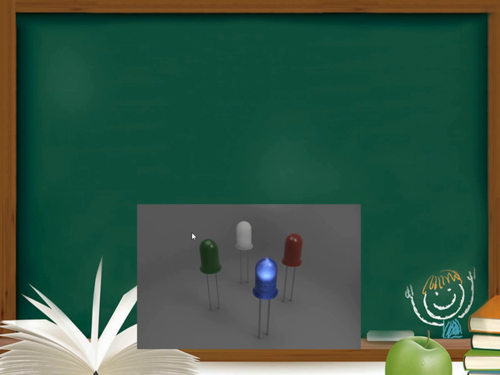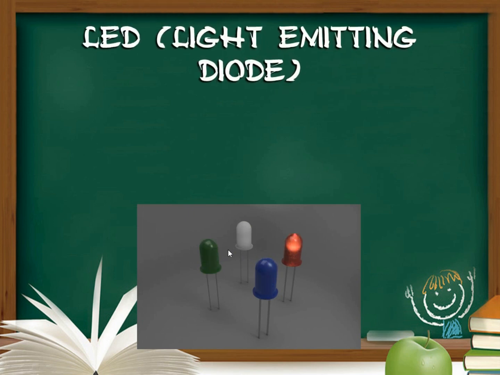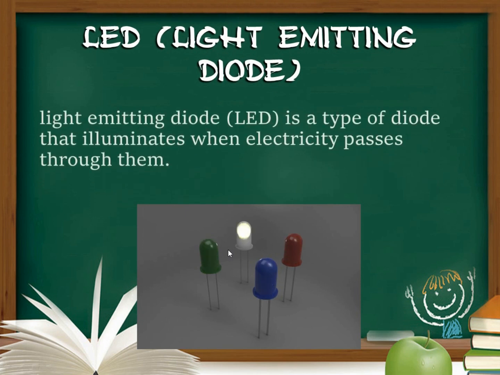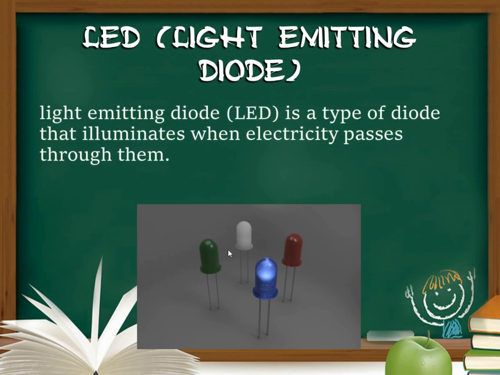So the third one we are going to discuss is the LED. I believe I shouldn't explain this further, but for us to understand it better, this is how it looks. We can see the lights coming on and off. Here is the LED, the light emitting diode. So a light emitting diode is a type of diode that illuminates when electricity passes through it.